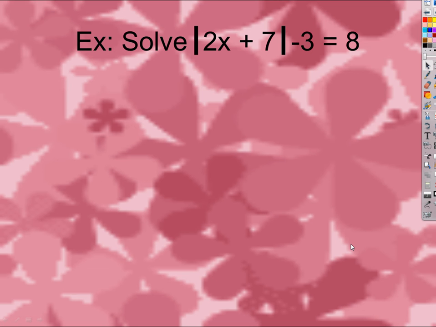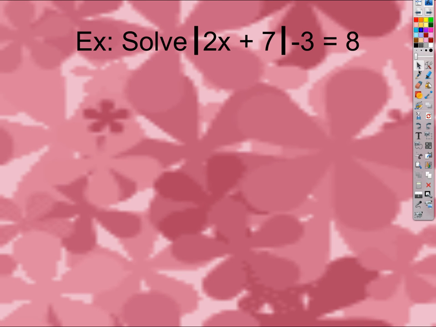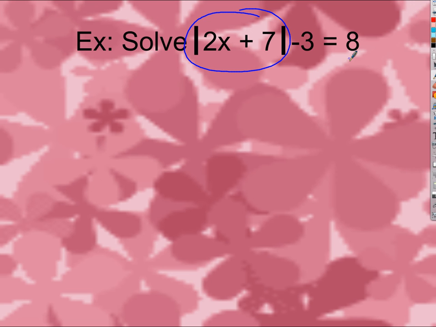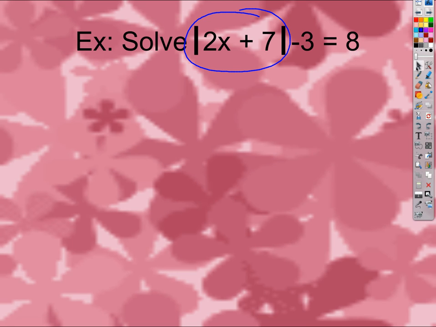Okay, what about this one? What do I have to do there? Yeah, I've got to get the absolute value by itself first, don't I? So the very first thing I've got to do is get that by itself, I've got to add 3 to both sides. Right?